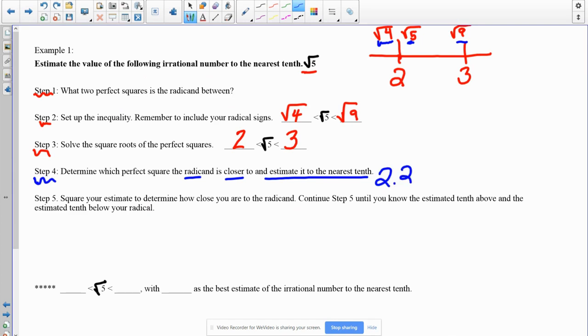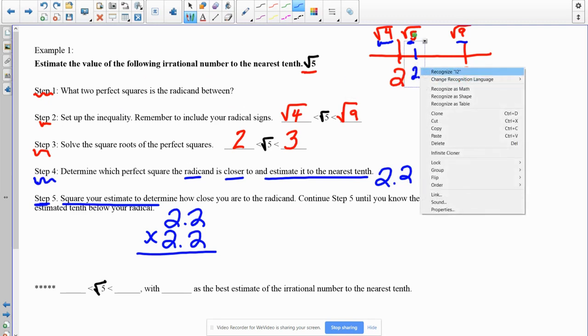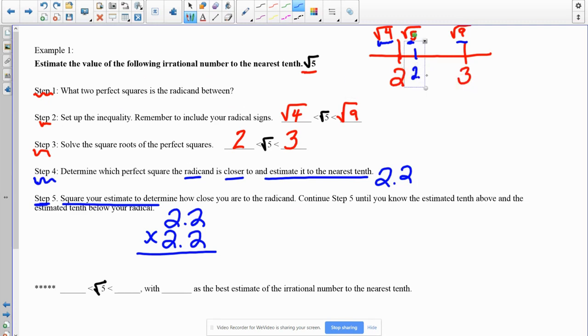Then you're going to come down here and actually square your estimate to see how close you are to that radical. Remember that when we took 2 times 2, we got the square root of 4. When we took 3 times 3, we got the square root of 9. So in this particular case, we're going to take 2.2 times 2.2. In other words, we're going to square it to see how close we get to 5. So we're going to try 2.2. Coming down here, just do some quick math.